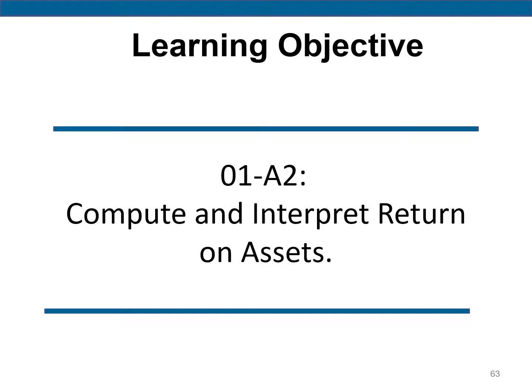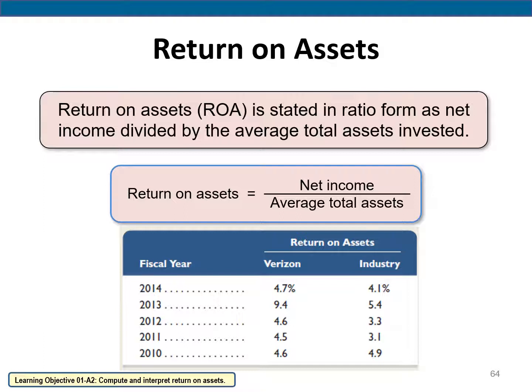Okay, so our next learning objective is to compute and interpret the return on assets. At the end of every chapter, McGraw-Hill will present some kind of an analysis tool or computation that's used in analyzing financial statements. At the end of this chapter, they talk about the return on assets. Return on assets is a profitability measure, and it's useful in evaluating management and analyzing and forecasting profits and planning activities. It's stated in ratio form, and it's calculated as net income divided by average total assets invested.